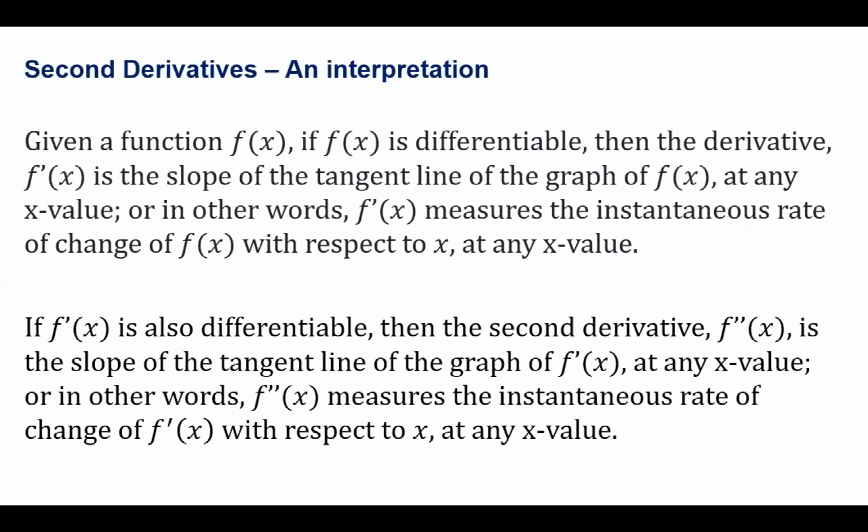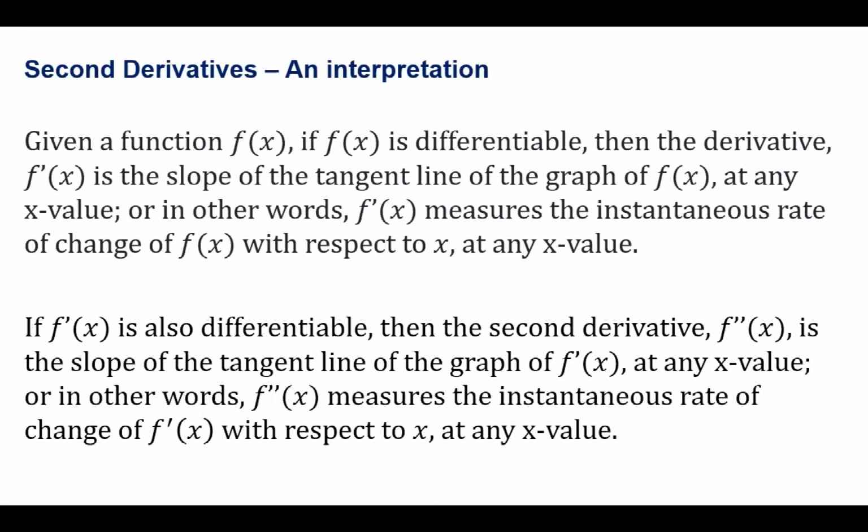Given the function f(x), if f(x) is differentiable, then the derivative f prime(x) is the slope of a tangent line of the graph of f(x), right? At any x value, or in other words, f prime(x) measures the instantaneous rate of change of f(x) with respect to x at any x value.